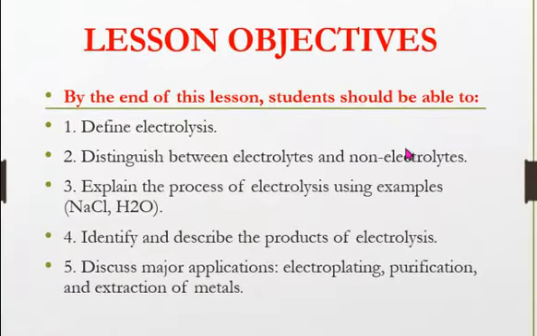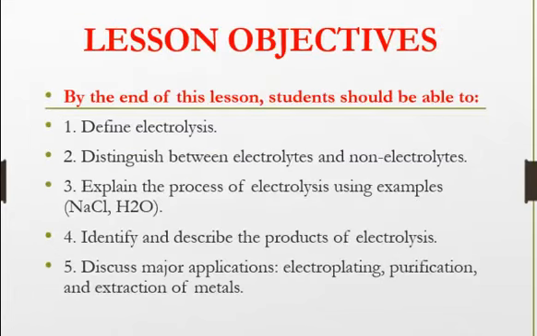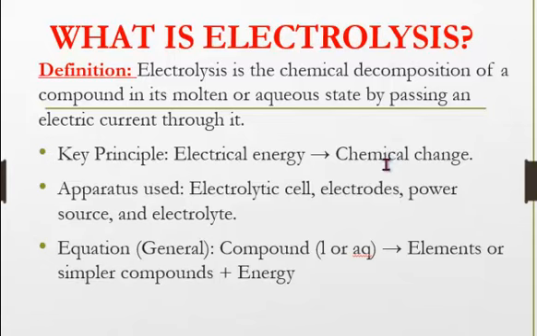The products formed will actually be analyzed. Let's go in. What is electrolysis? If I may ask you now, if you brainstorm in your brain, what does it mean? Electrolysis is the chemical decomposition of a compound in its molten or aqueous state by passing an electric current through it. Look at the word decomposition.